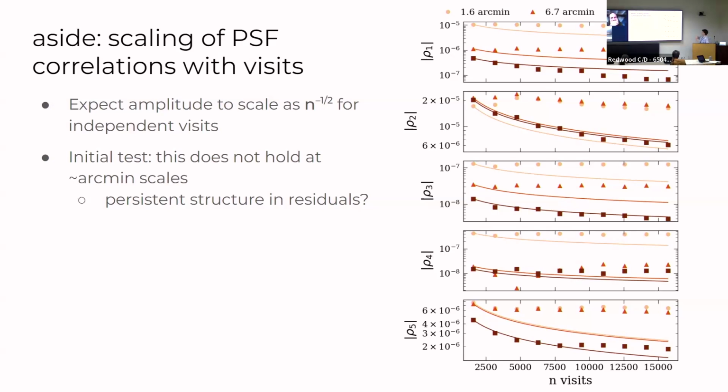We see that at large separations, the brown squares, we're roughly following this line. But at the smaller separations, the amplitude remains much, much larger and is not falling off as root n, which points to the fact that the visits are probably not independent. So we might have some persistent structure in those residuals.